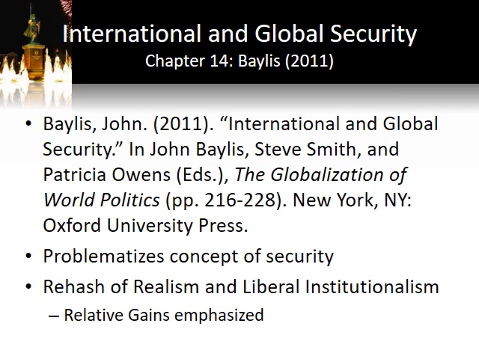Okay, moving on to the Baylis chapter. Baylis, one of the editors, actually wrote this chapter, talking about international global security. Both these chapters are abstract and thinking conceptually. I think this one is really more abstract because he problematizes the concept of security.